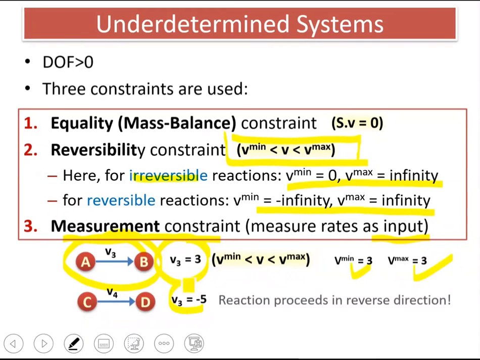So we constrain the reaction rate to be exactly equal to the measured rate. What does it mean if the reaction rate is negative? Negative reaction rate means the reaction proceeds in reverse direction. So from C to D, the rate is -5. This means that the reaction is actually proceeding from D to C with a rate of 5.